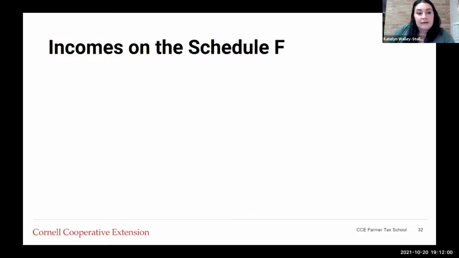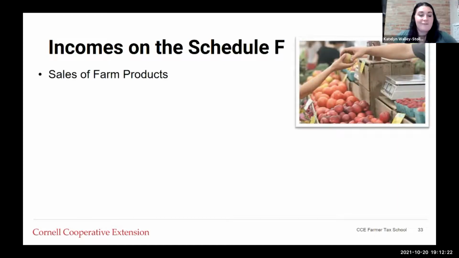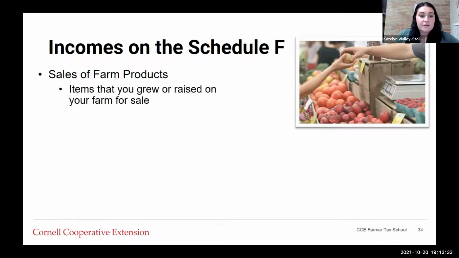Okay, so thinking about your farm business and the record keeping that we kind of touched base on last week, we've got all these incomes coming into the farm and all these expenses leaving the farm. And anything that relates to the activity of farm production can be recorded on the Schedule F. So examples of income that we include on the Schedule F, probably the one that's the most obvious is the sale of farm products. So whatever we're producing on our farm, selling those, that income gets recorded. So these are items that you grow or raise on your farm with the purpose to sell them.